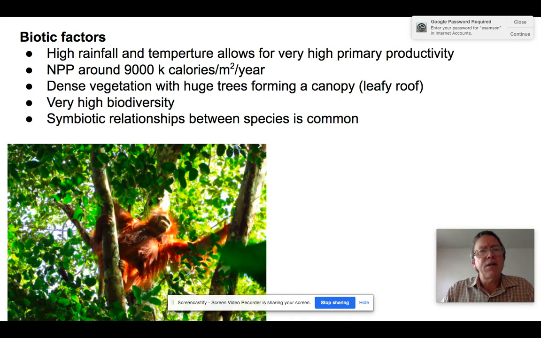Some of the biotic factors, and don't worry about this NPP. I left this in here, but we'll talk about that. I decided to put that later on in this unit. Basically, high rainfall allows for a lot of productivity, which allows for an amazing amount of biodiversity, the highest biodiversity on the planet. And one of the things we have here is many animals are adapted to living in the trees. And the other thing is there's a lot of symbiotic relationships between organisms. The organisms that are dependent on each other for survival have evolved together to be that way.